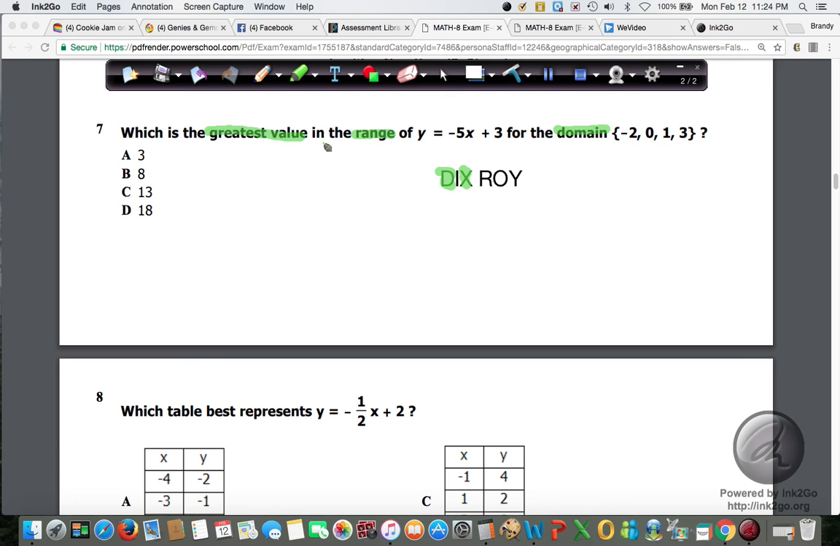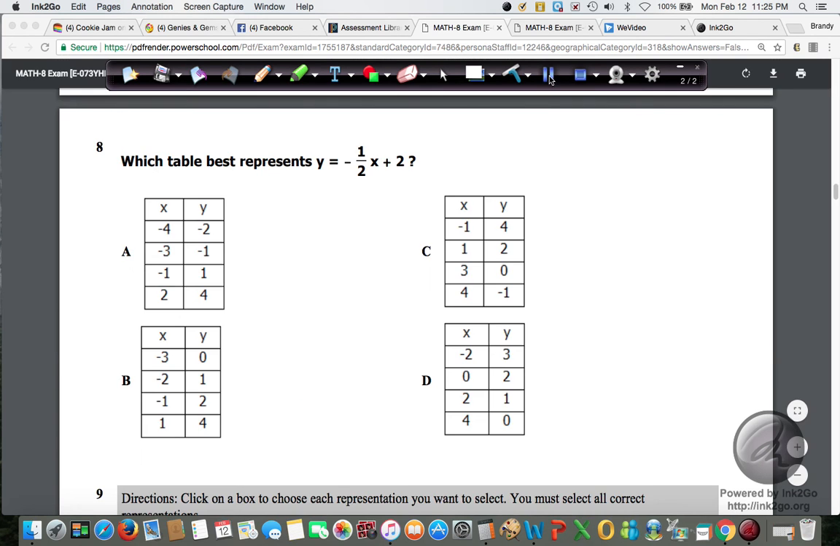The greatest value in the range. So that's your biggest Y number. Okay? Try it out. Again, plug these in for X. Figure out which one is going to give you the biggest Y. Okay? Pause the video, do some math, and then move on to the next one.